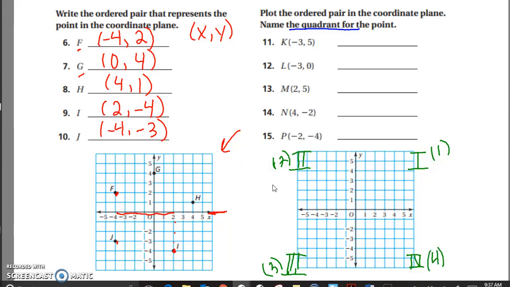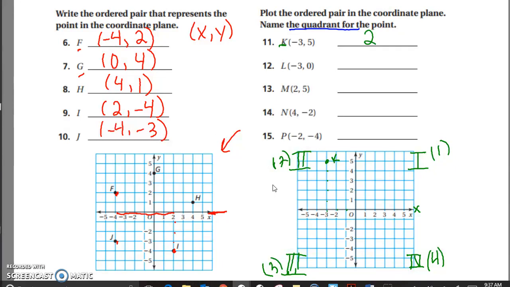Okay, so now we're going to plot the point K, which is at -3, 5. So again, we start on our x, we go back 1, 2, 3, and then up 5. 1, 2, 3, 4, 5. So we put a dot where they cross, and then we label it with the K, since this is point K. And then looking at what quadrant that's in, well, it's over here, so it's in quadrant 2.